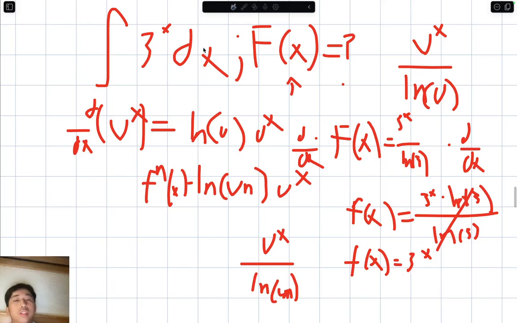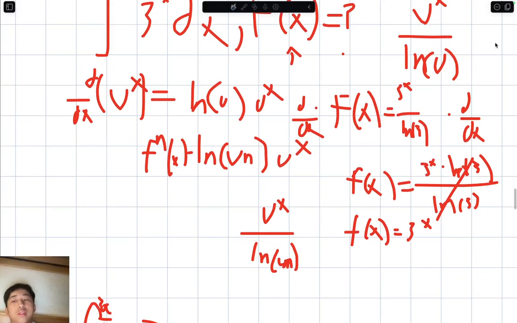So in this case, the antiderivative of 3 to the x is 3 to the x over ln 3, and you can prove this by getting the derivative, where the derivative of 3 to the x is 3 to the x times ln 3, and that cancels out with the denominator. You get back 3 to the x, you know?